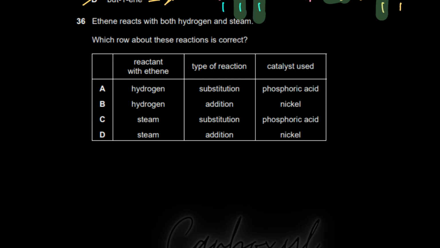Hydrogen and steam. Okay, so he's saying when you're reacting it with hydrogen, it's called a substitution reaction. Oh, you dumb person, it's called an addition reaction. When you're reacting it with steam, is it called a substitution reaction? Oh, you dumb person, it's called an addition reaction.